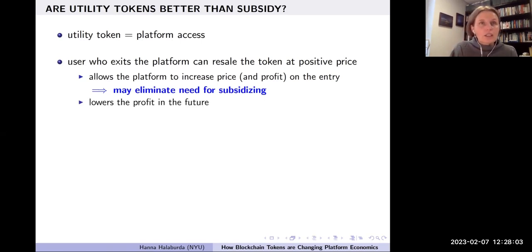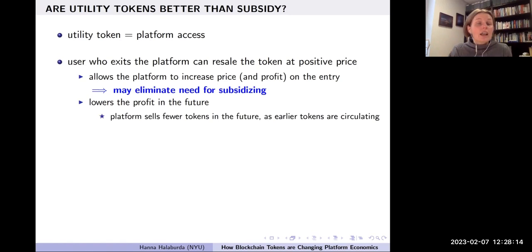But there is a downside of issuing the tokens, and this is that the tokens lower the profits in the future for the platform. And this is for two reasons. One is, in the second period, the platform sells fewer new tokens than they would sell new access rights under subsidy. And this is because some of those new users are actually going to buy the tokens that are being sold by the old users, early users that decided they don't like the platform.